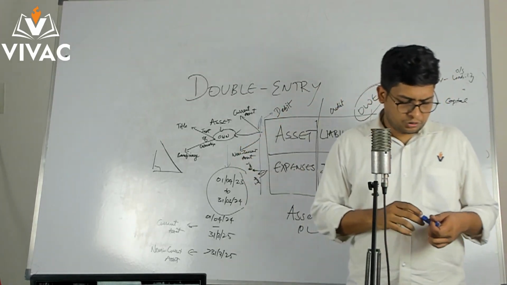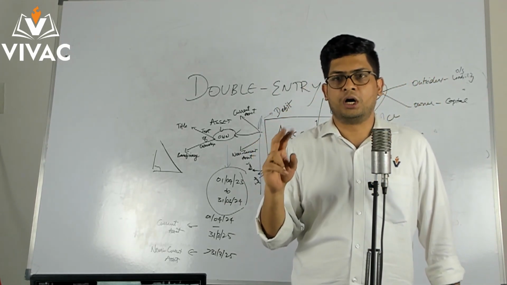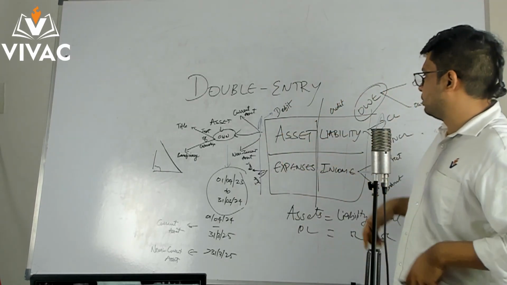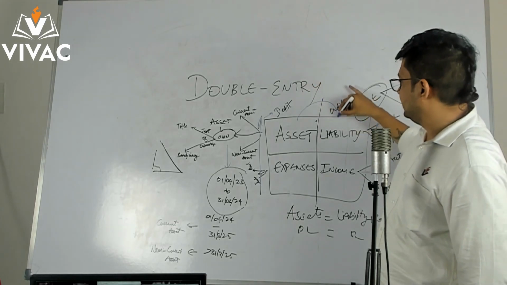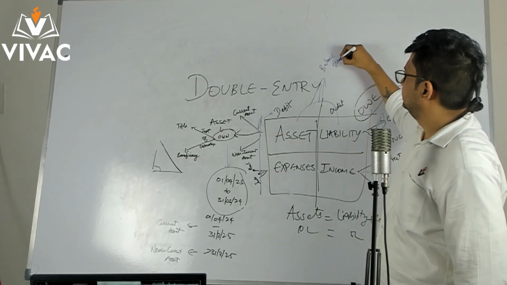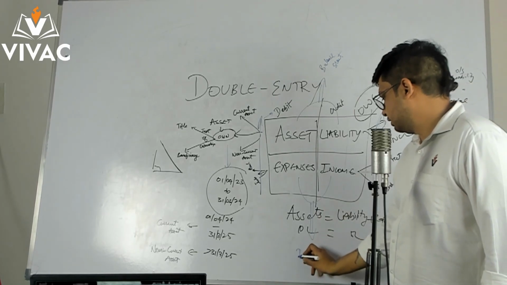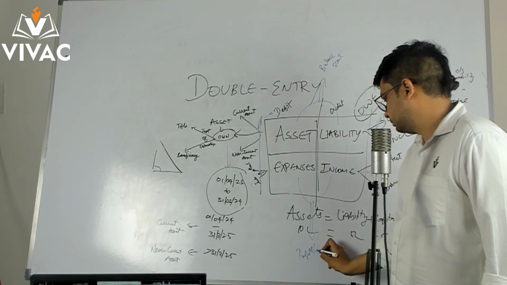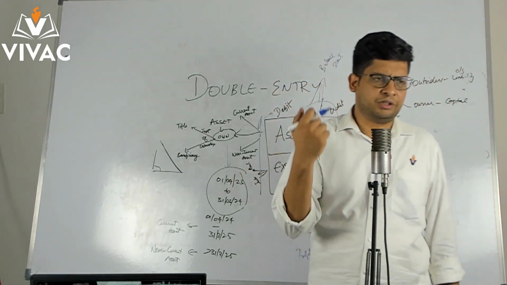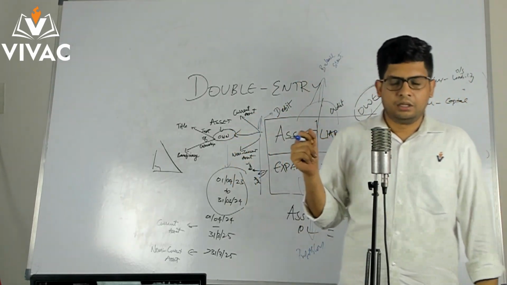Any transaction, first we should identify what are the two accounts that are going to hit. One more thing I forgot: asset and liability are your balance sheet items. Expenses and income are your profit and loss items. Easy? So we will start with the first question in the worksheet.